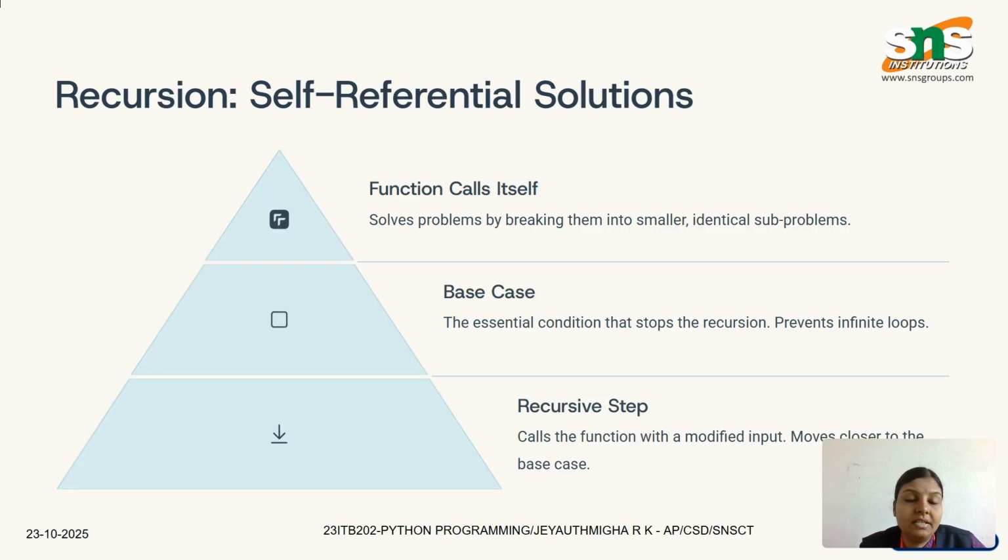Recursion, that is self-referential solutions. A function calls itself. It solves problems by breaking them into smaller identical subproblems. The base case for recursion is essential, which stops the recursion. It prevents infinite loops. The recursive step calls the function with a modified input. It moves closer to the base case.